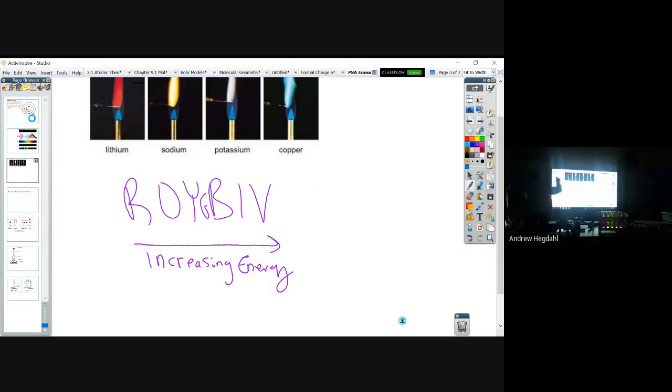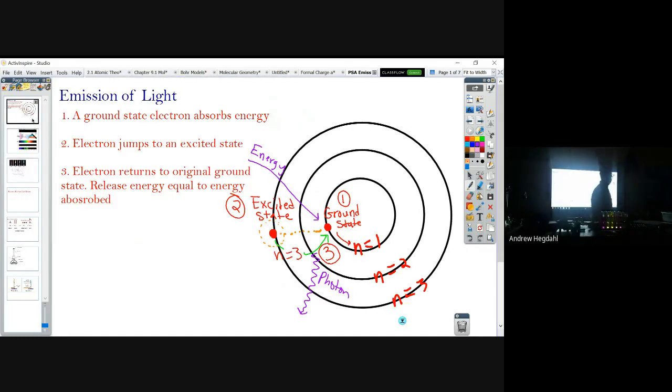So if we go back to the simple process for how light is emitted, an electron has to absorb energy. It has to be enough energy for it to break free. Remember, we have positive and negatively charged particles in an atom. Protons are positive. They're in the nucleus, in the center here. And for an electron to break free from its energy level, it has to have more energy than the force that the proton is exerting on it, holding it in place. So once it has enough energy, it can break free and go to a higher energy state temporarily.